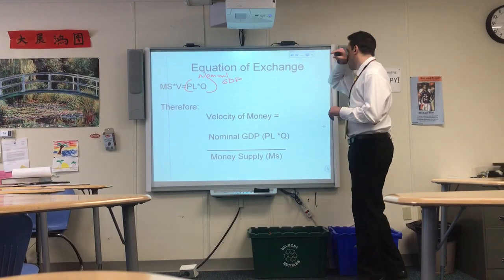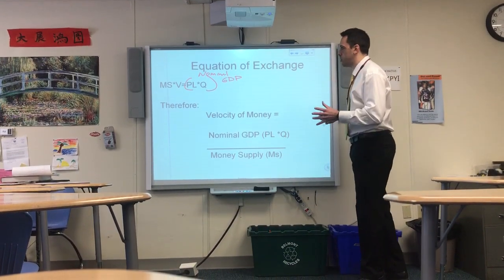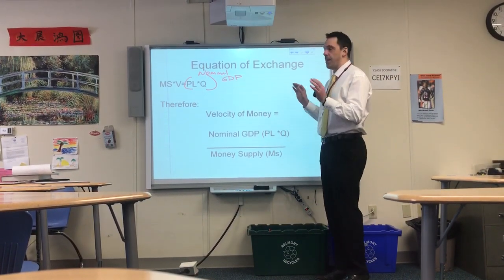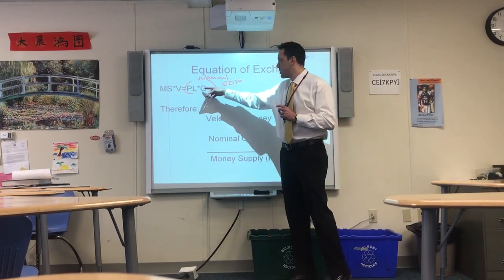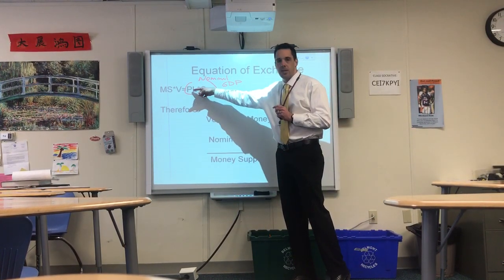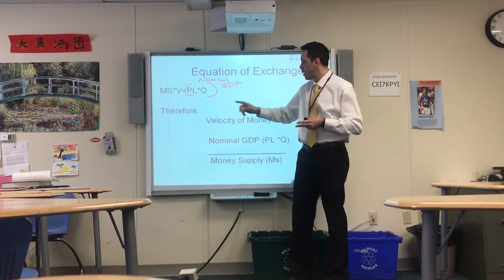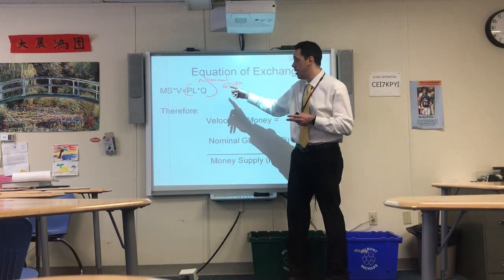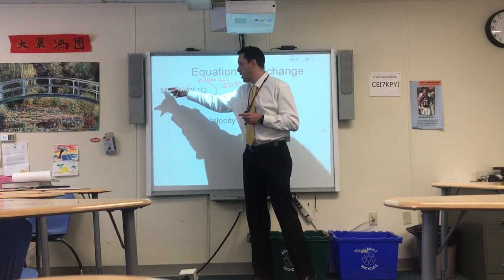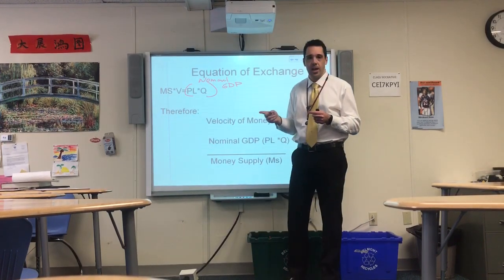This is the equation of exchange. It seems crazy at first, but when we break it down, it makes a lot of sense. What it's saying is quantity times price level, how many goods are produced in a country times the prices, which is nominal GDP, equals how much money there is times the velocity of that.